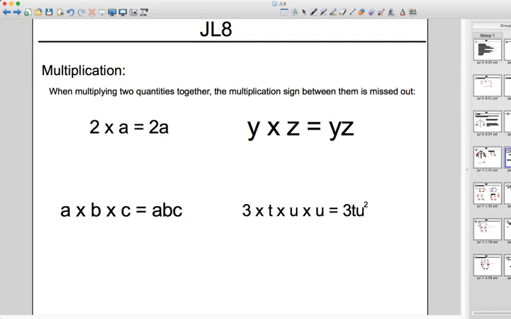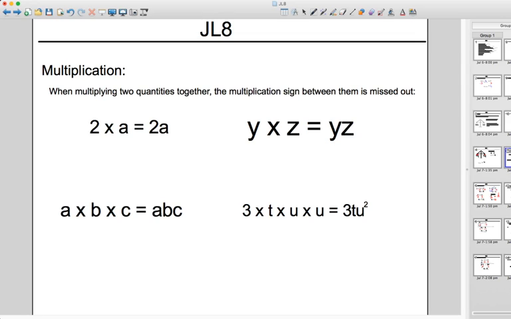Multiplication, yes. So this is just some basic algebra as to what happens when you multiply things together. So if you take a number 2 and you times it by a, you're going to get 2a. Y times z will make yz. A times b times c will make abc. 3 times t times u will make 3tu squared.